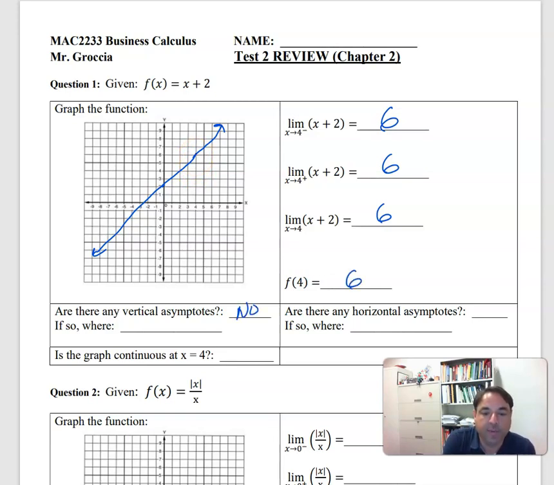Then, are there any vertical asymptotes? The answer is no. Remember, if we're looking for vertical asymptotes, we'd have a rational function, something over something. So we're not going to divide by 0, so we don't have to worry about vertical. And then horizontal is also no, because remember, there's 3 rules for horizontal asymptotes. If we have a rational function, a function over a function, if the degree is larger, smaller, or the same, we don't have anything being divided here, so don't worry about that. And is the graph continuous at 4? Yep, at 4, there's no holes, no jumps. So yes, it is continuous.